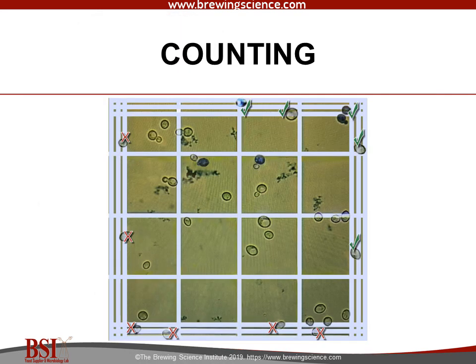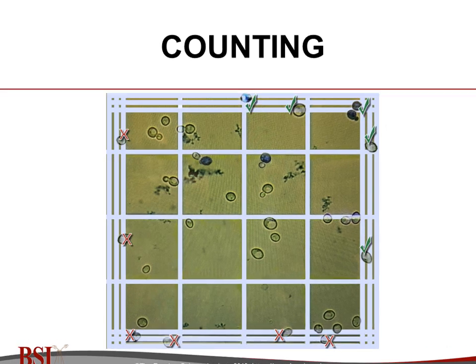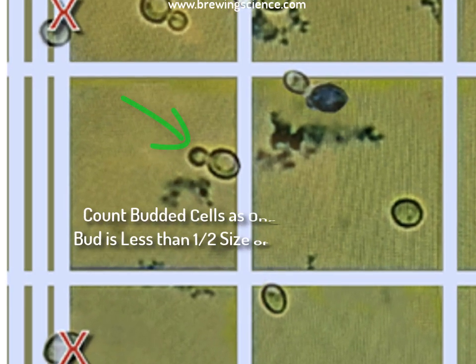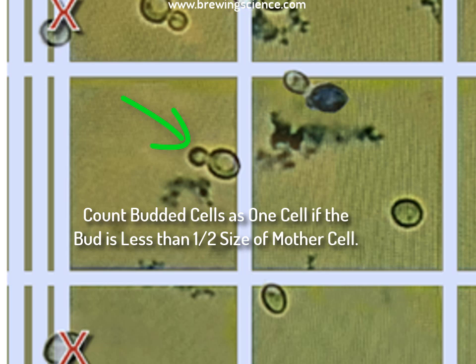Exclude buds and yeast lying on any 2 of the adjoining 4 borders of each of the 5 squares. In this example, we are using the left and bottom borders. The yeast cells touching the middle line must be excluded from the count. Inversely, the opposite borders require that you count the cells touching the middle line as shown. Yeast cells that are budded are counted as one cell if the bud is less than 1/2 the size of the mother cell.